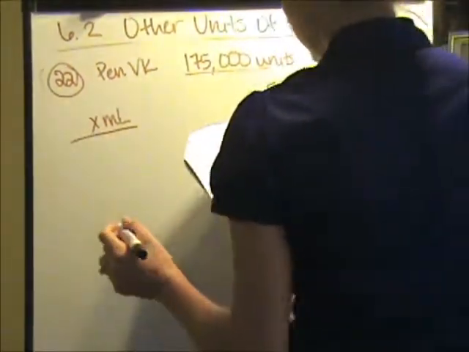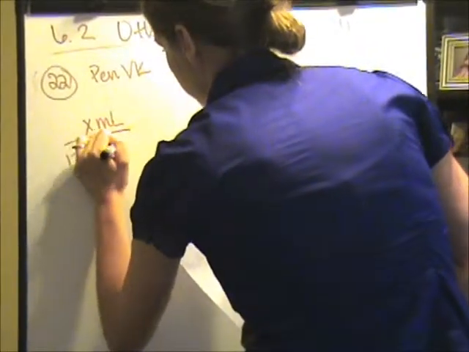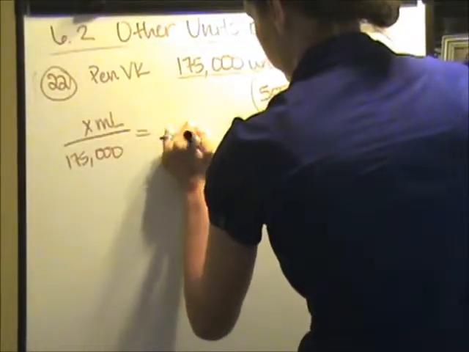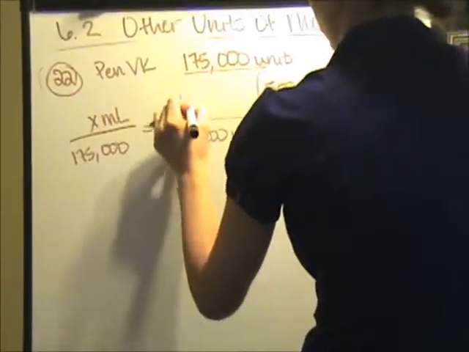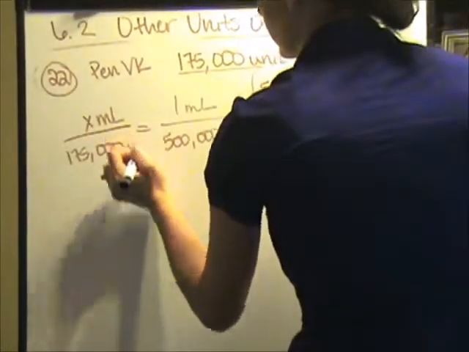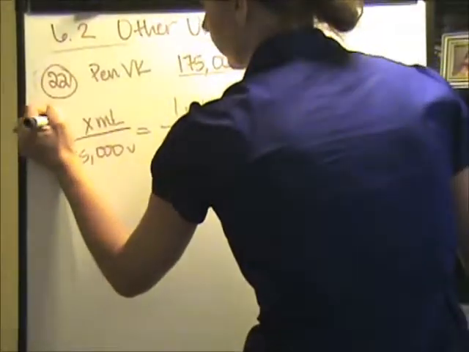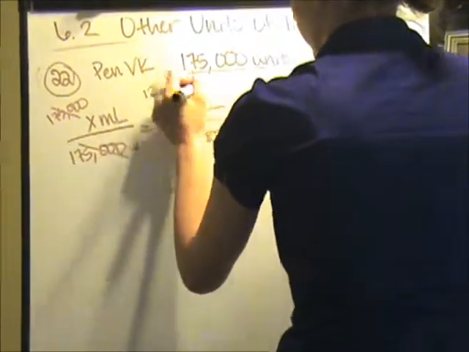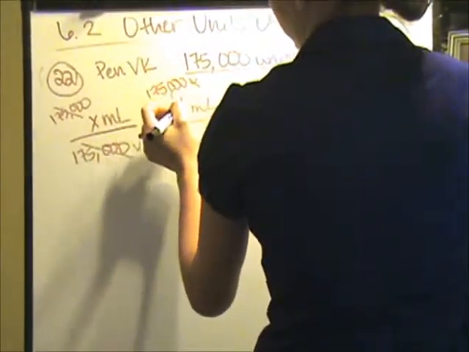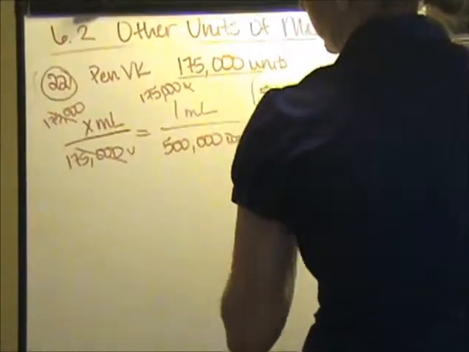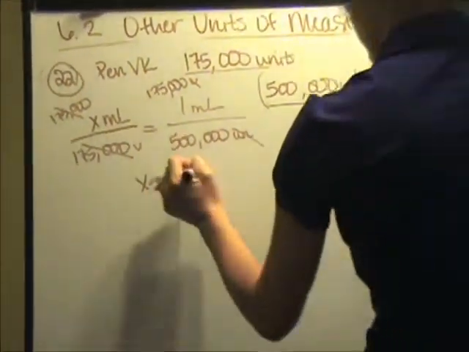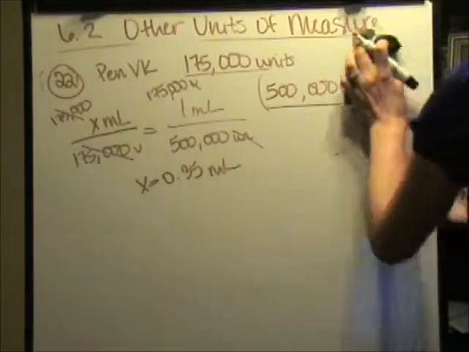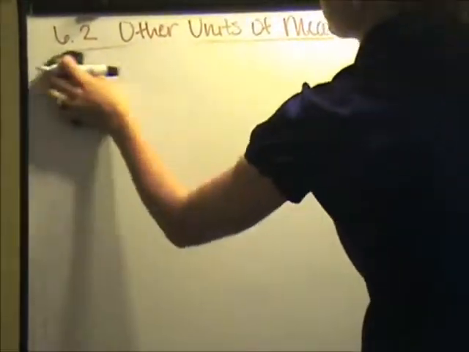The desired dose is 175,000 units. And the available concentration is 50,000 units per 1 milliliter. Okay, so now we have our proportion ready to go. We can solve for X. The units are going to cancel out. We take 175,000 times 1, which is 175,000, divided by 50,000, and that gives us 0.35 milliliters, which is what we're looking for. Same exact process, just a different unit.